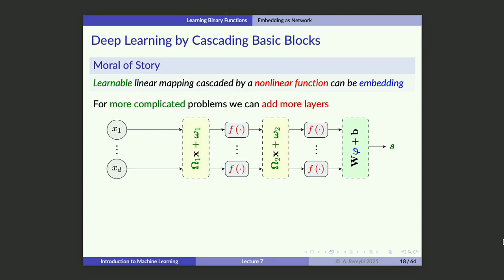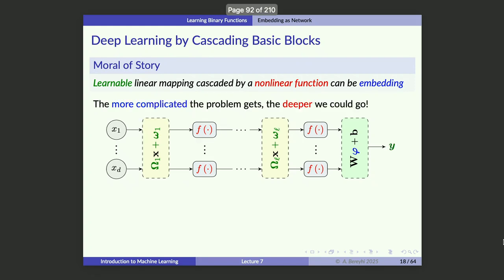So maybe we can add another layer of that, right? Just compute a linear transform, pass it through some nonlinear function. Now I have a bunch of features which are nonlinearly depending on the input. But again, the problem is complex, so I again do the same thing on these features. Again, I transform them linearly, and I do some nonlinear operation, and I keep on going, right? So as the problem gets more complicated, I can keep on doing this more and more.